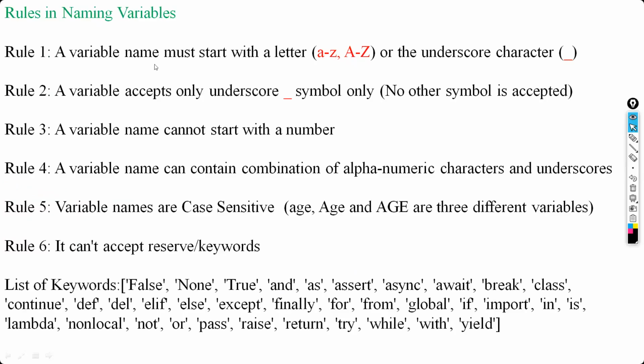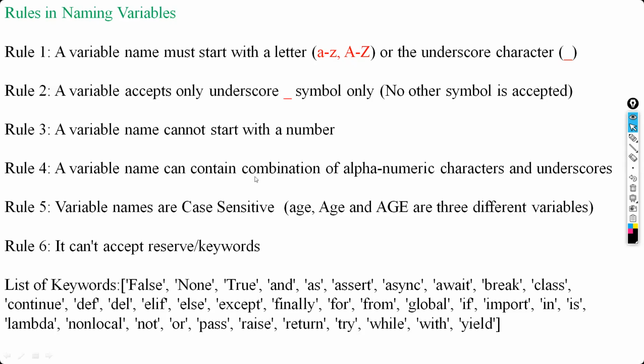Rule number 1: the variable name must start with a letter, that is an alphabet, any alphabet, either small a to small z or capital A to capital Z, or an underscore. It can even start with an underscore. The first character in the variable name should be either a letter or an underscore. The variable accepts only the underscore symbol, meaning inside the entire variable name, other than underscore, nothing will be accepted. A variable name cannot start with a number. It can start only with alphabets or an underscore.